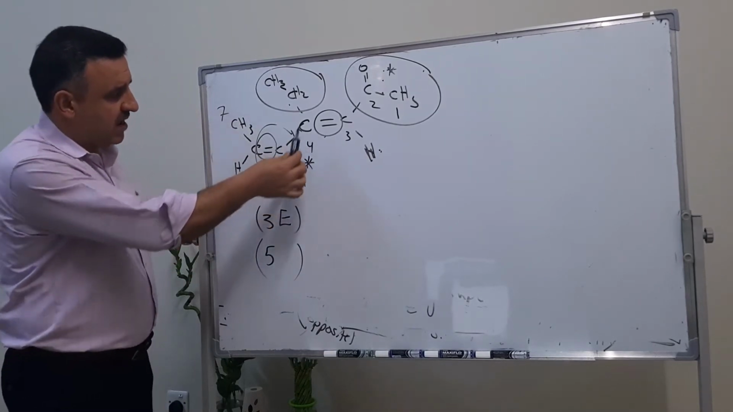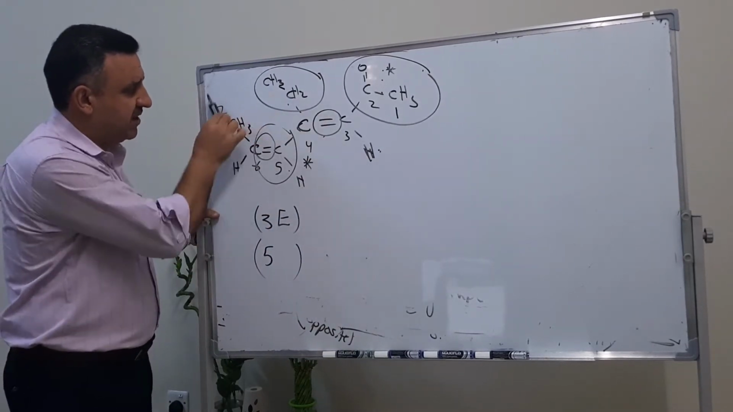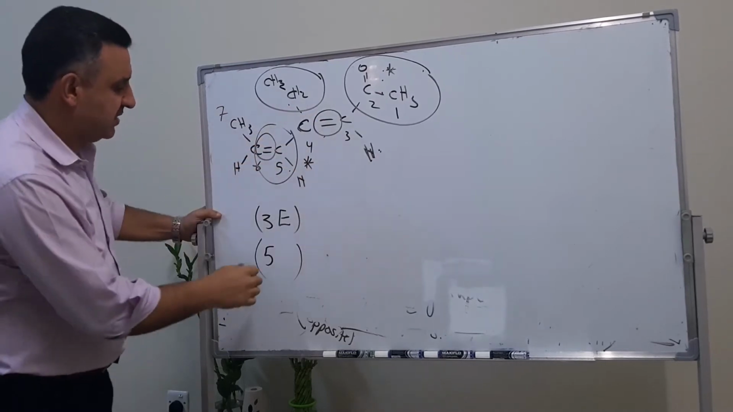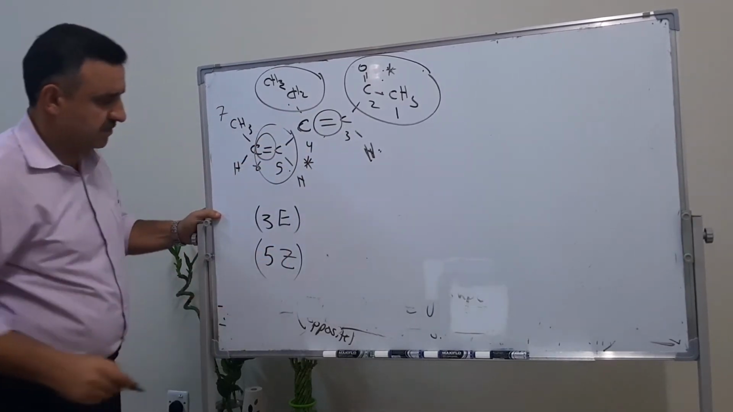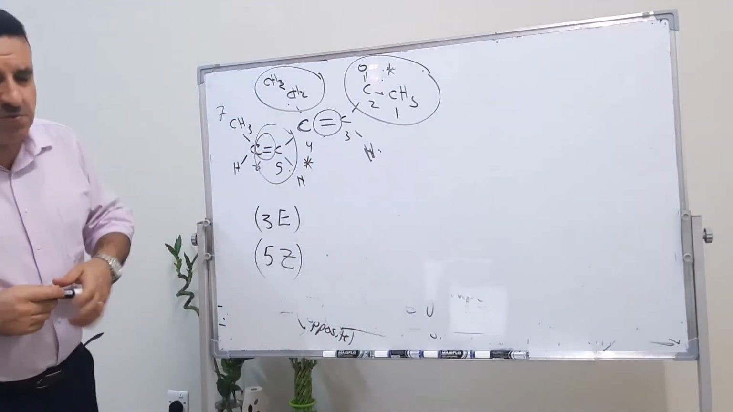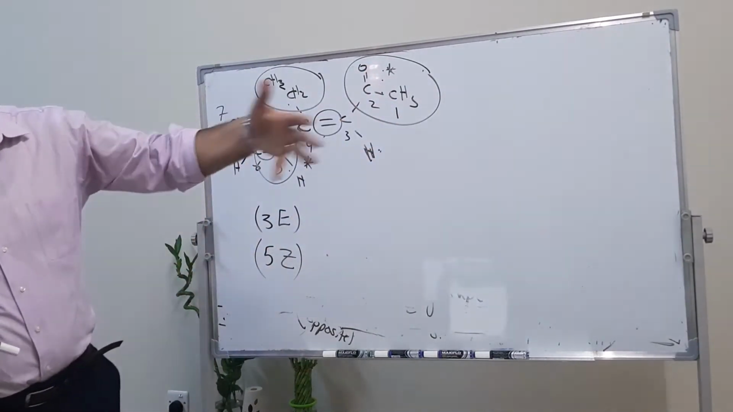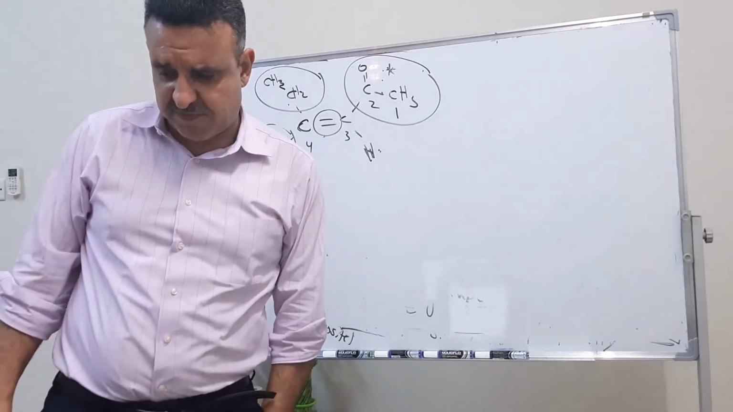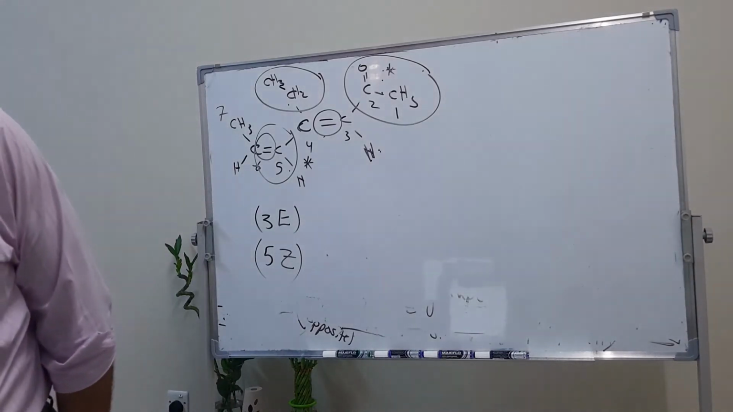While number 5, as you can see here, we have this group and that group. It is very obvious that this is Z configuration. So this is how we do it, and then we continue the full IUPAC name if we can. Do you follow me? Is that clear?